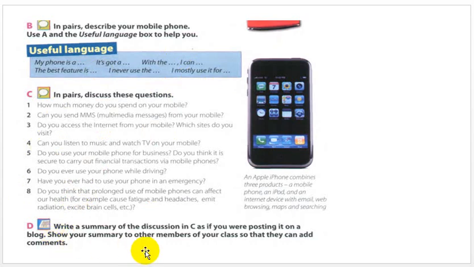Write a summary of the discussion in C, as if you were posting it on a blog. Show your summary to other members of your class so that they can add comments.